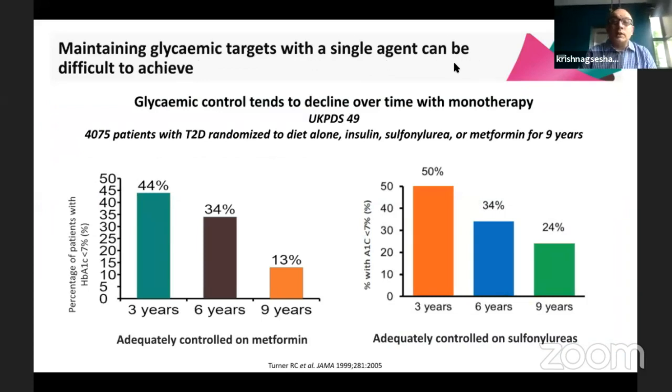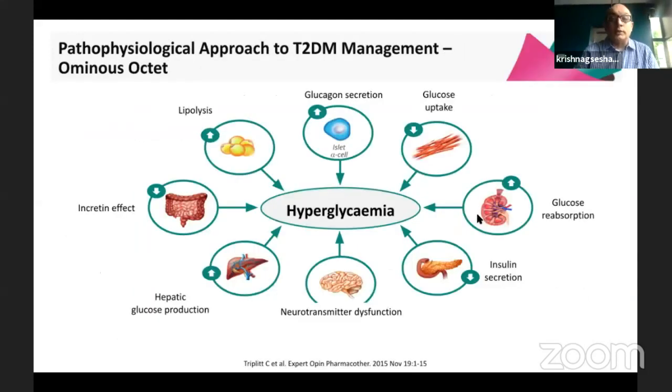Remember that achieving a glycemic target through a single agent is difficult to achieve. The glycemic control tends to decline over monotherapy, and this is from the UKPDS 49. At about 3 years, only about 50% of patients were adequately controlled on sulfonylureas in the UKPDS. And by 9 years, clearly less than 24% of this group. And this is without the clustering that we've now heard so much about. Simply because there are also other reasons besides the pancreas that cause worsening of glucose, that include lipolysis and increased glucagon, change in the muscle uptake, the kidney contributing by glucose reabsorption, and of course the incretin effect.